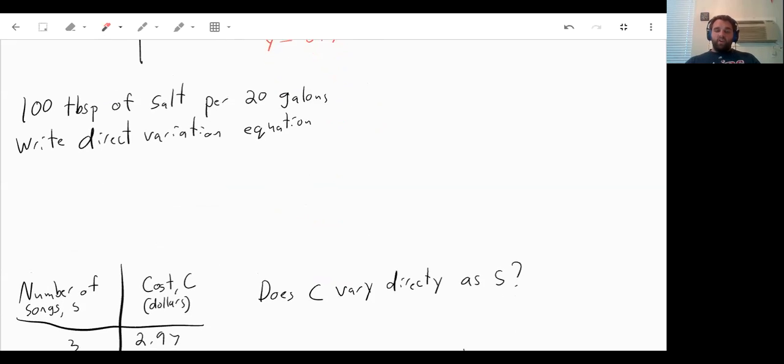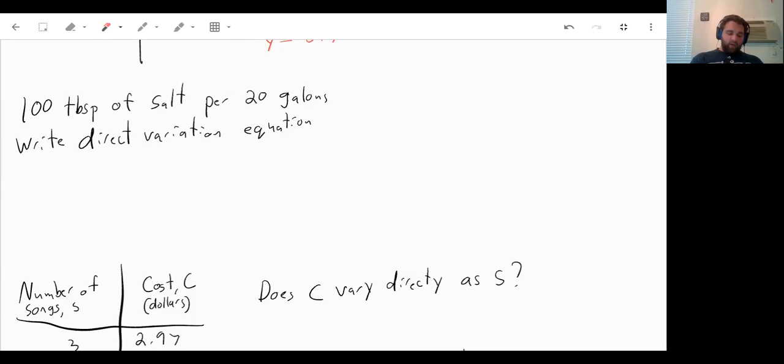Direct variation equations are also really helpful for solving various real-world problems. So one of these problems is trying to figure out how much salt you need to add to your saltwater aquarium. So this problem goes, a number S of tablespoons of sea salt is needed in a saltwater fish tank, and that number varies directly with the number W of gallons of water in the tank. A pet shop owner recommends adding 100 tablespoons of sea salt to a 20-gallon tank. Write a direct variation equation of W and S.